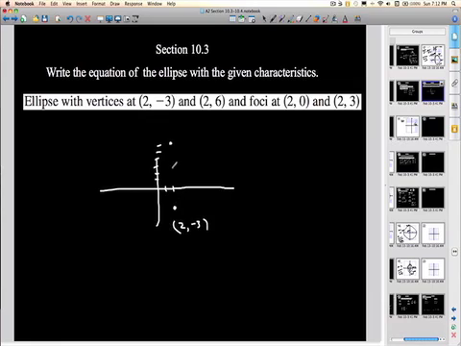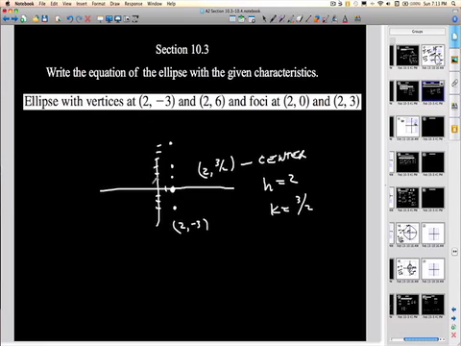Now, halfway between these 2 points is going to be the center. I also have foci at 2, 0, that's a focus, and 2, 3. And the center is going to be halfway between those. So it's going to be at 2, 3 halves. That's my center. That's helpful because that means that h is equal to 2 and k is equal to 3 divided by 2.